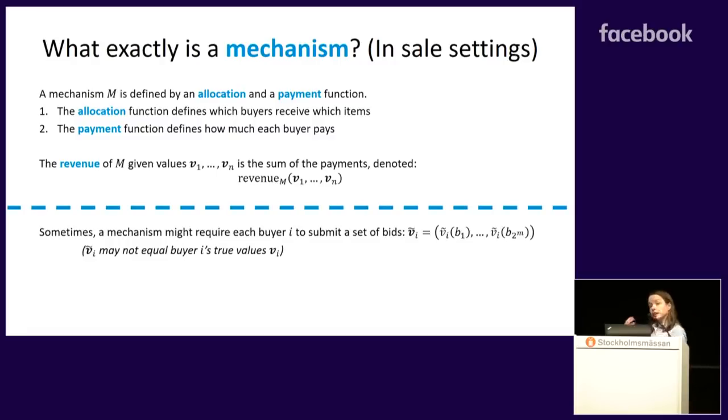And like I mentioned, sometimes buyers are not incentivized to bid truthfully. So sometimes a mechanism might require buyers to submit bids, which I'll denote as Vi tilde. And if the buyers are being strategic, then their bids might not equal their true values.